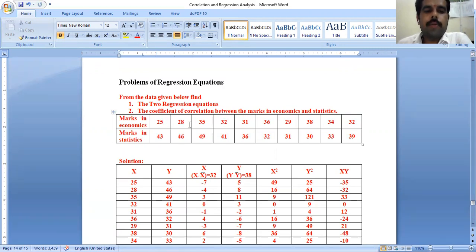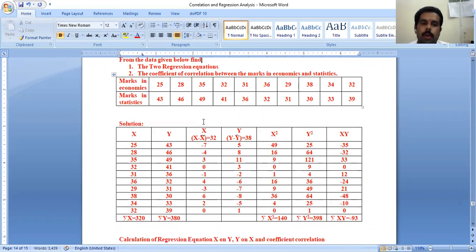Marks in economics: 25, 28, 35, 32, 31, 36, 29, 38, 34, 32. The marks in statistics: 43, 46, 49, 41, 36, 32, 31, 30, 33, 39. In this way the question will be there. While we are ready to solve the problem, instead of writing marks in economics, write x. Instead of writing marks in statistics, write y.